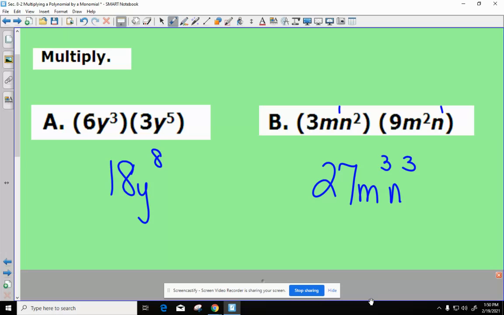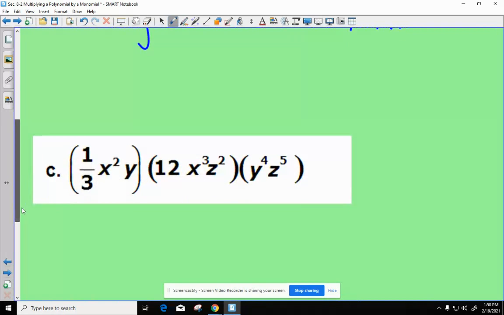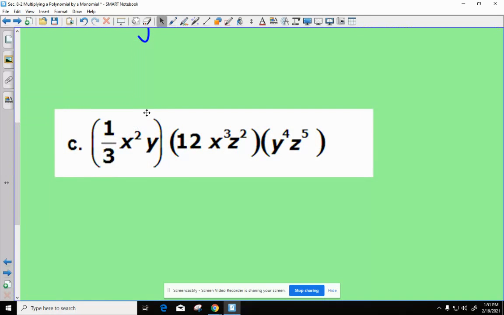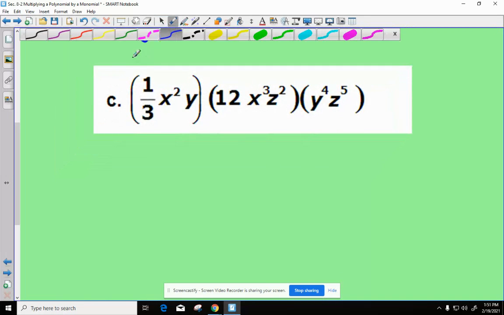Okay. And if you would pull out your chapter 7 stuff, this idea was all over the place, right? We were leading to where we're going. So one more before we move on. This one looks bad, but I promise you it's really not that bad. Come on. There you go. So just coefficients, then variables that are the same. So x's, y's, z's. What do you get?